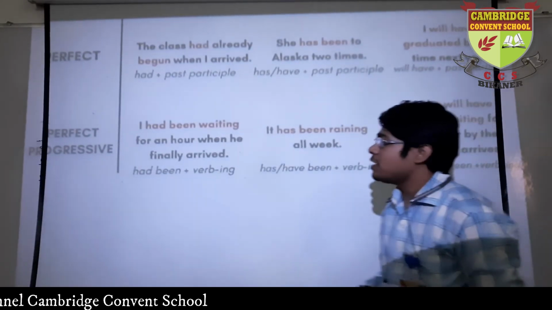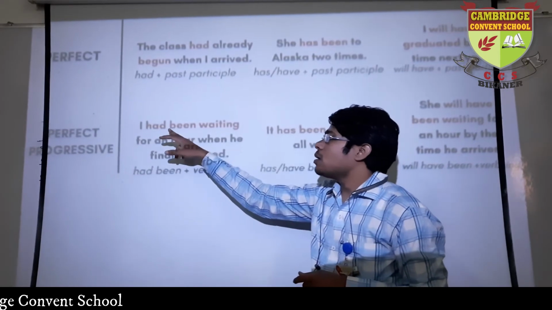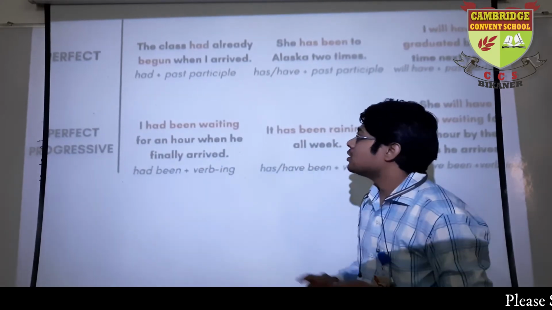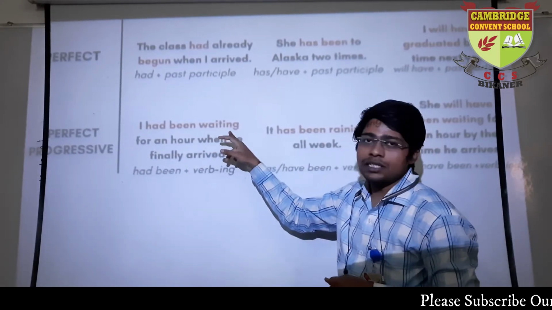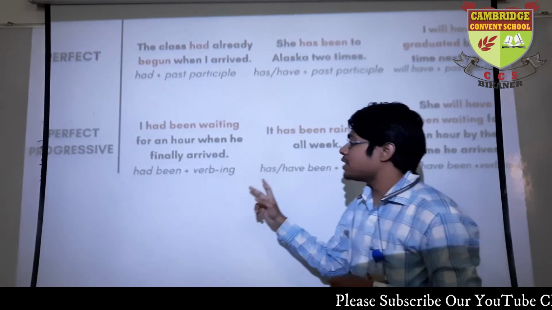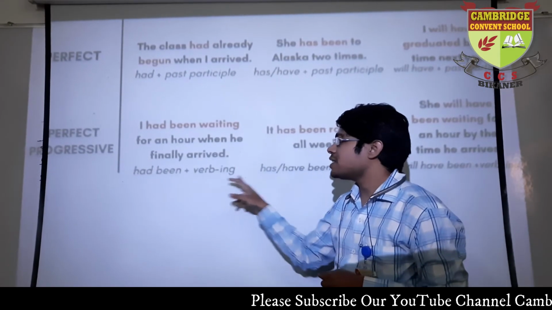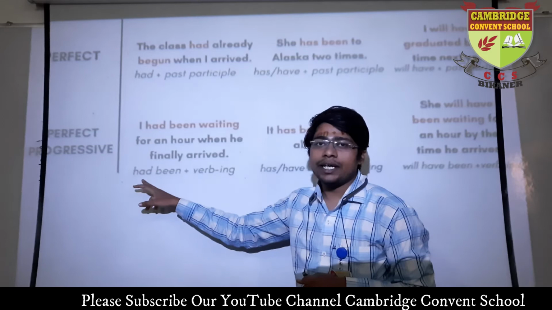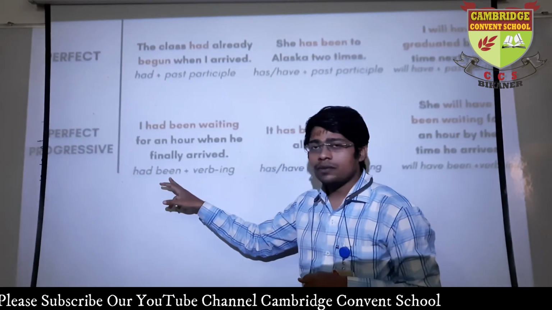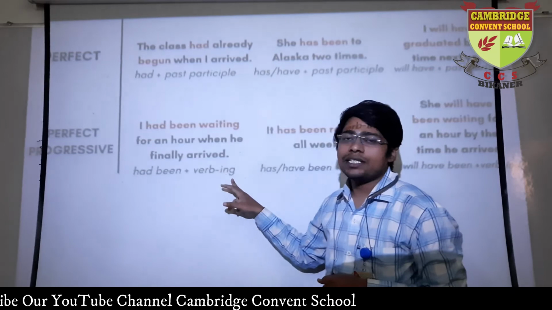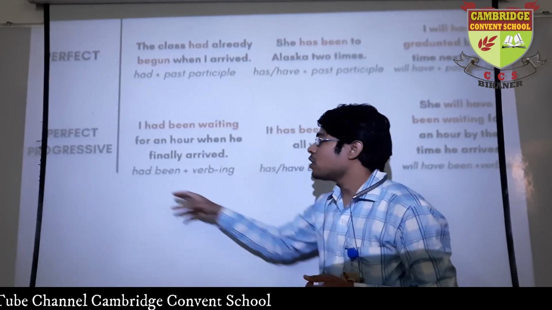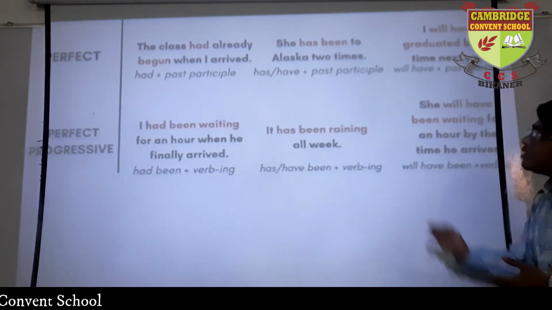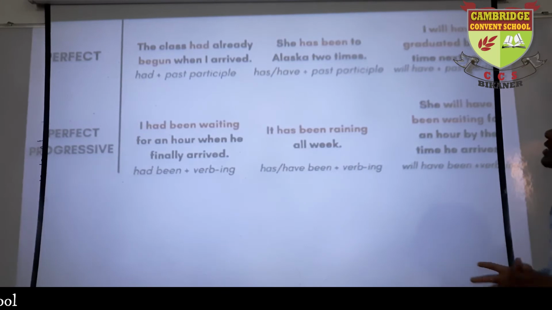Here we can see the past perfect helping verb is had, and continuous as the main verb, which is wait plus ing. So the structure of this tense is had been plus verb first form plus ing. Had is a helping verb of the perfect tense, past perfect tense plus been plus verb first form plus ing, or we can also say had been plus verb first form plus ing. Look at the perfect sentences.